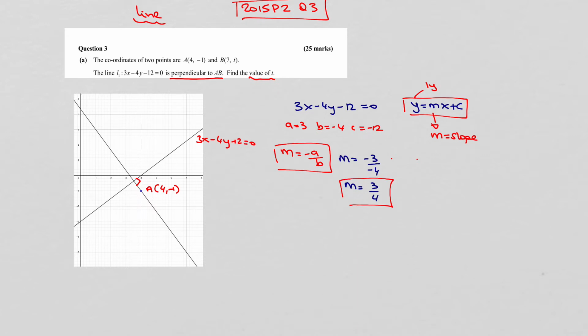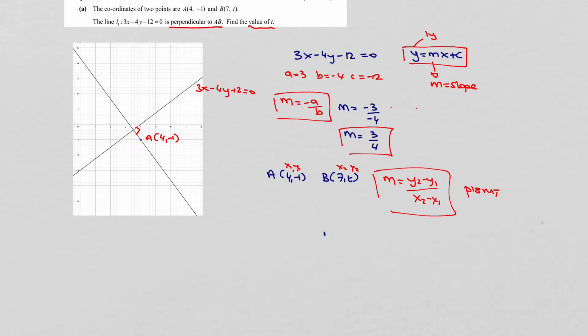So if we get the slope of the points AB, well, A is (4, -1), B is (7, t). So we have x1, y1, x2, y2. And our slope formula, again, page 18 in our maths tables, will allow us to get the slope of the line AB. So I'll just call that one M1, we'll call this one M2. So we have y2 minus y1 over x2 minus x1 gives us t plus 1 over 3.